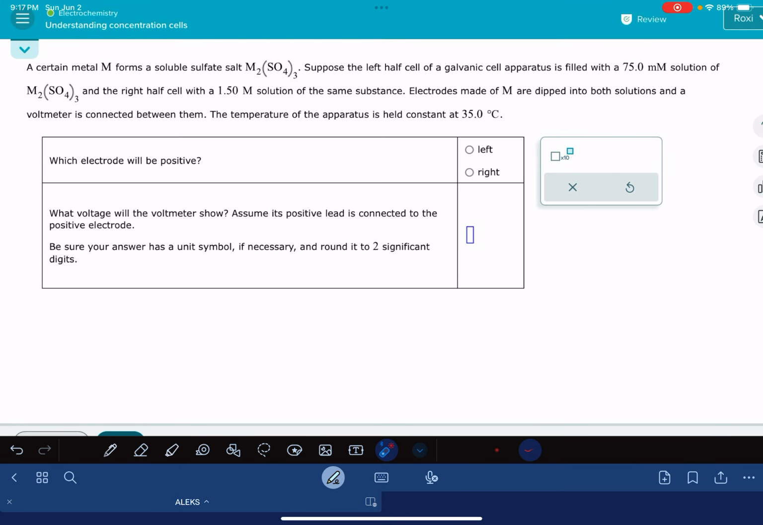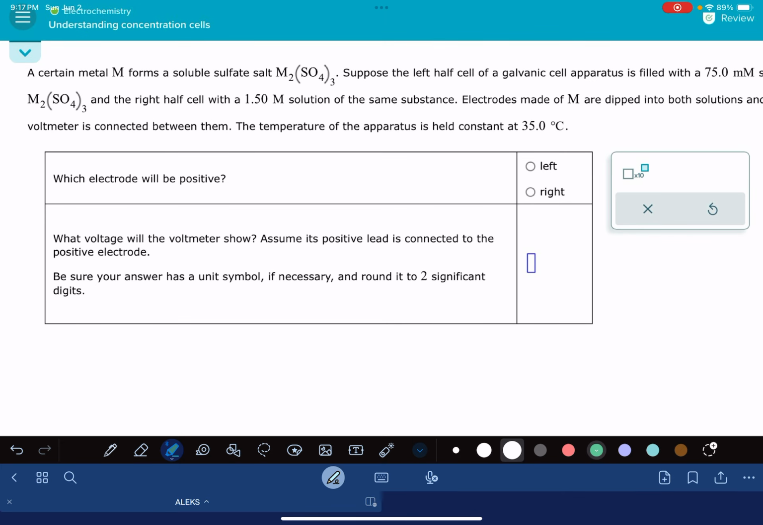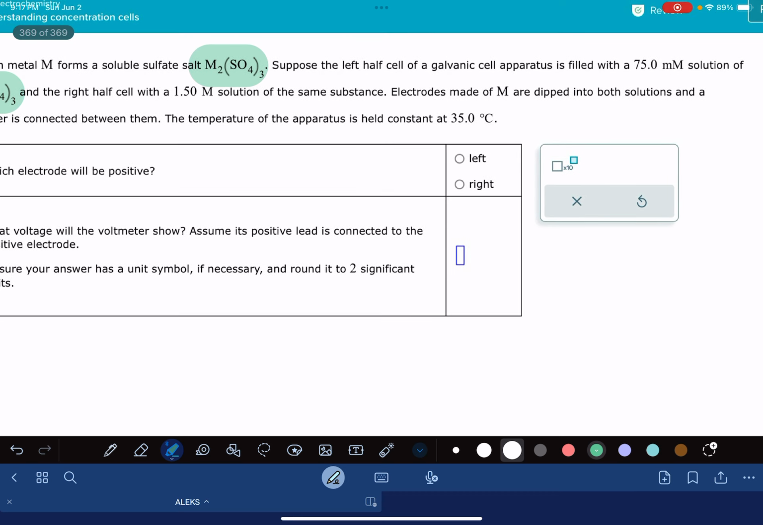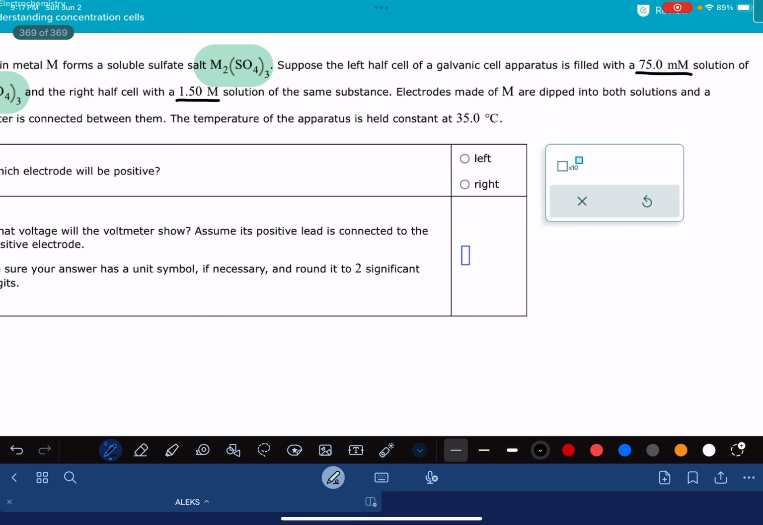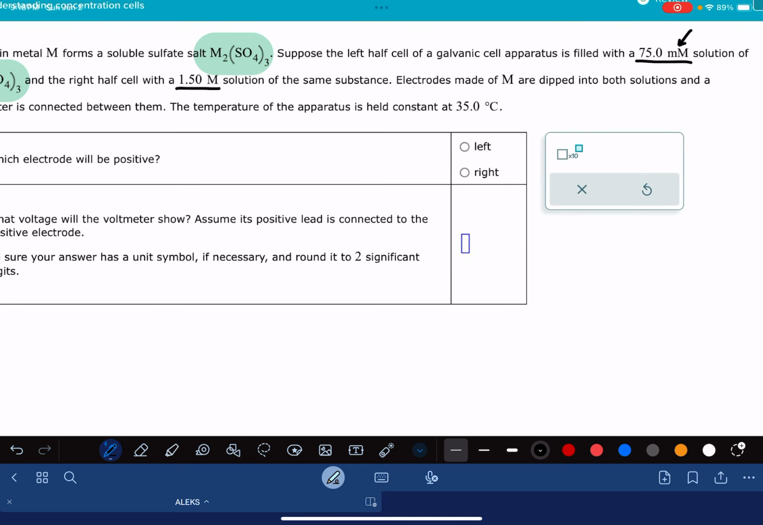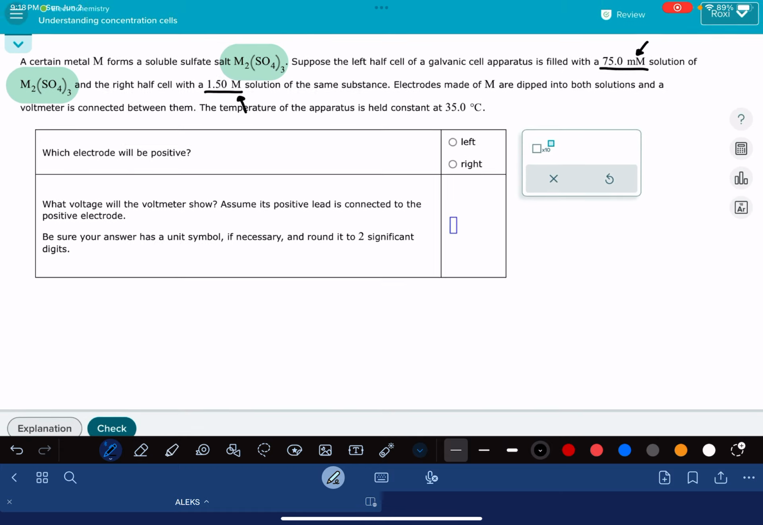I've looked through a few versions of this problem, and it appears to have the same format for every single version. There is a galvanic cell. It is made out of some component. ALEKS is a little bit vague about what the components of the cell are. It does give you the concentrations of both the left side of the cell and the right side of the cell. Be careful. Every version of the problem that I looked at, one of the concentrations was in units of millimolarity and the other was in just standard molarity, so you're going to have to look out for that.